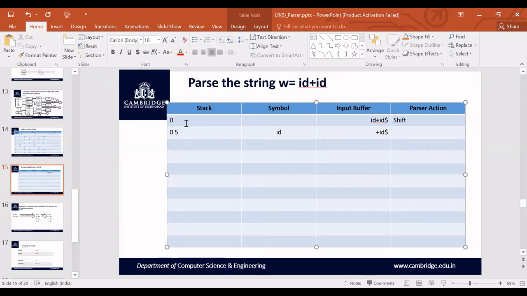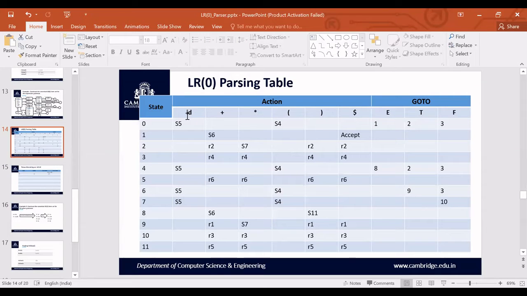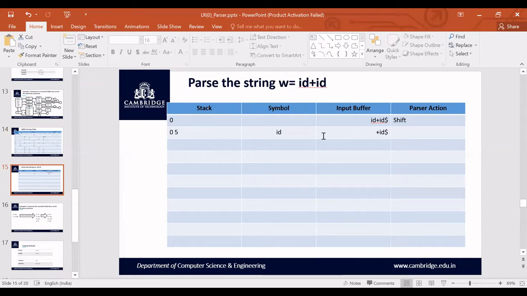I'll repeat again. So initially the stack will have the start state and the input buffer will have the string that has to be parsed. Fine. Now on start state 0 with the symbol ID, which is the first symbol here, 0 on ID. Refer to the parsing table. 0 on ID, what is the operation? It is S5. S5 means shift state 5. What is the shift operation? Moving a state onto the stack is called shift. Shift 5 means 5 you are moving or pushing onto the stack top.